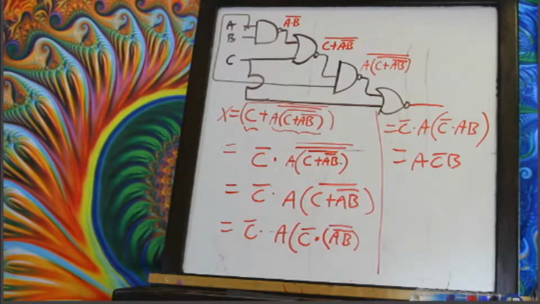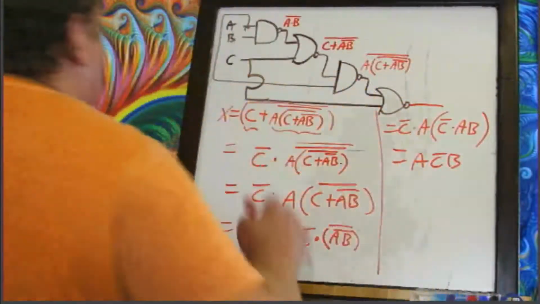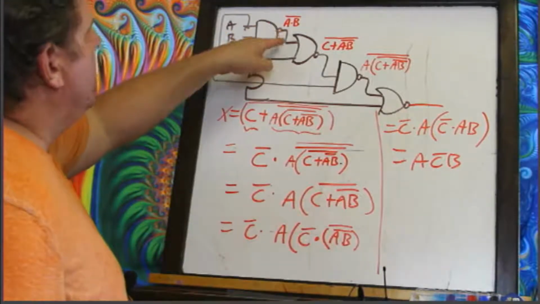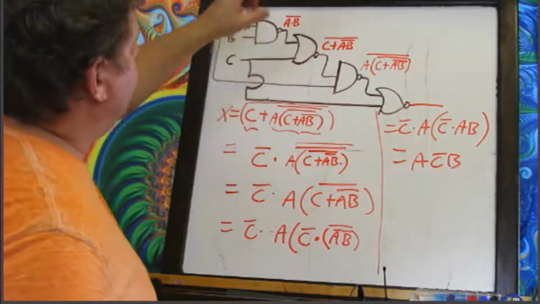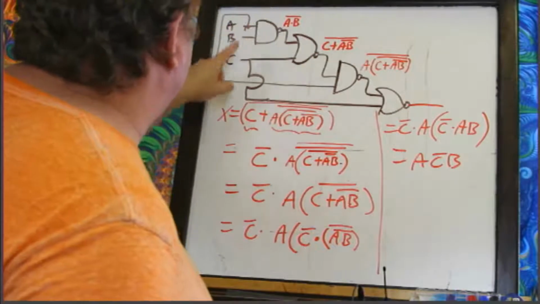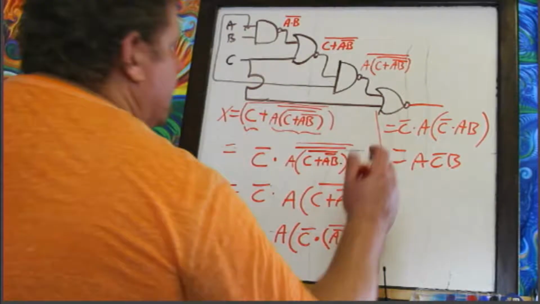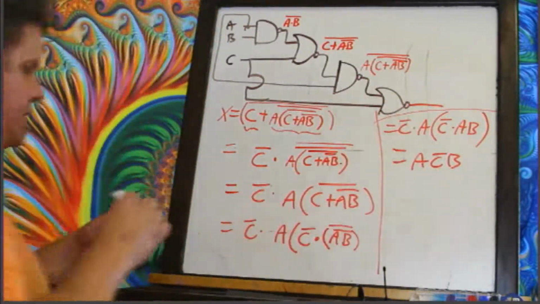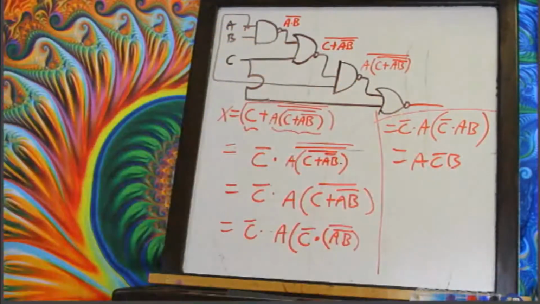So let me double check this here. Make sure I didn't go haywire. So again, this is A NOT B, or A, B, the whole thing NOTed. That becomes a quantity to be NORed with C. That becomes a quantity to be NANDed with A. That becomes a quantity to be NORed with C. Okay? All right. And so, I think that should be the final answer. Okay? Let me come back here.